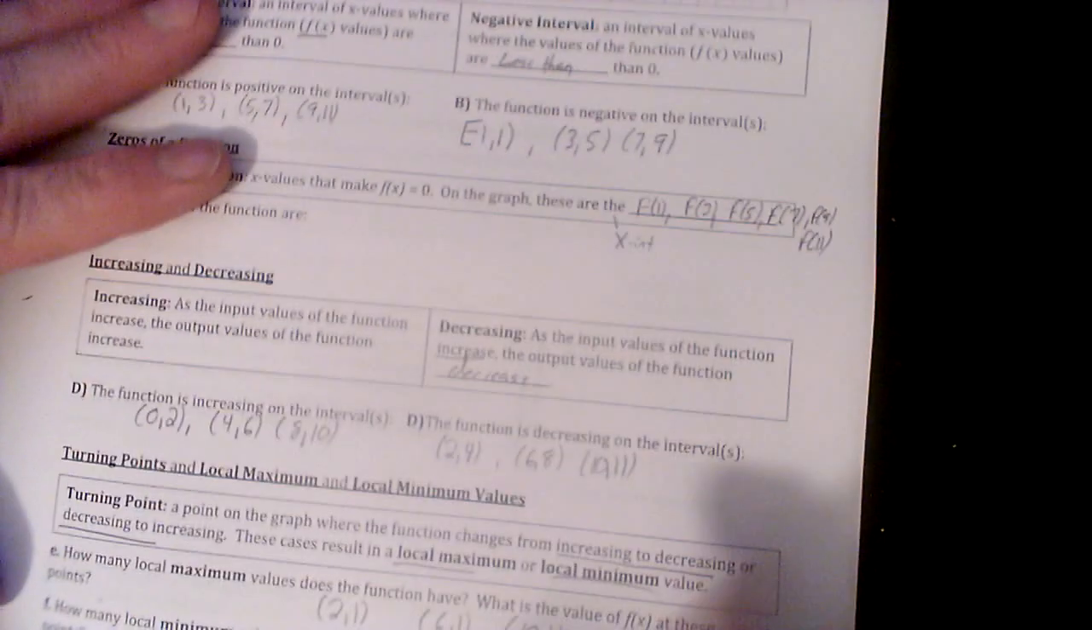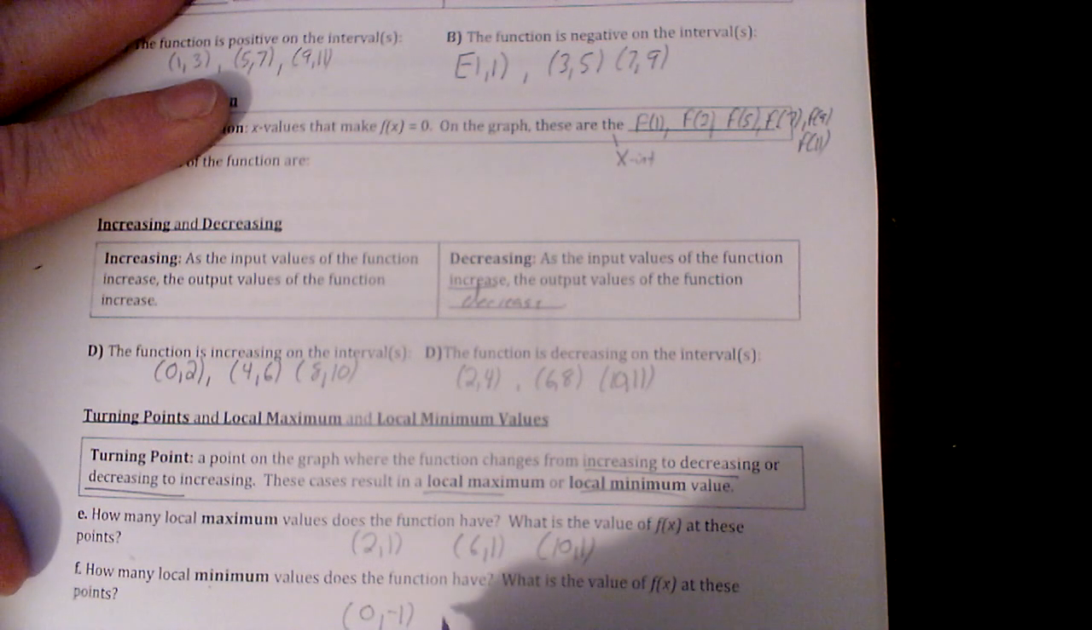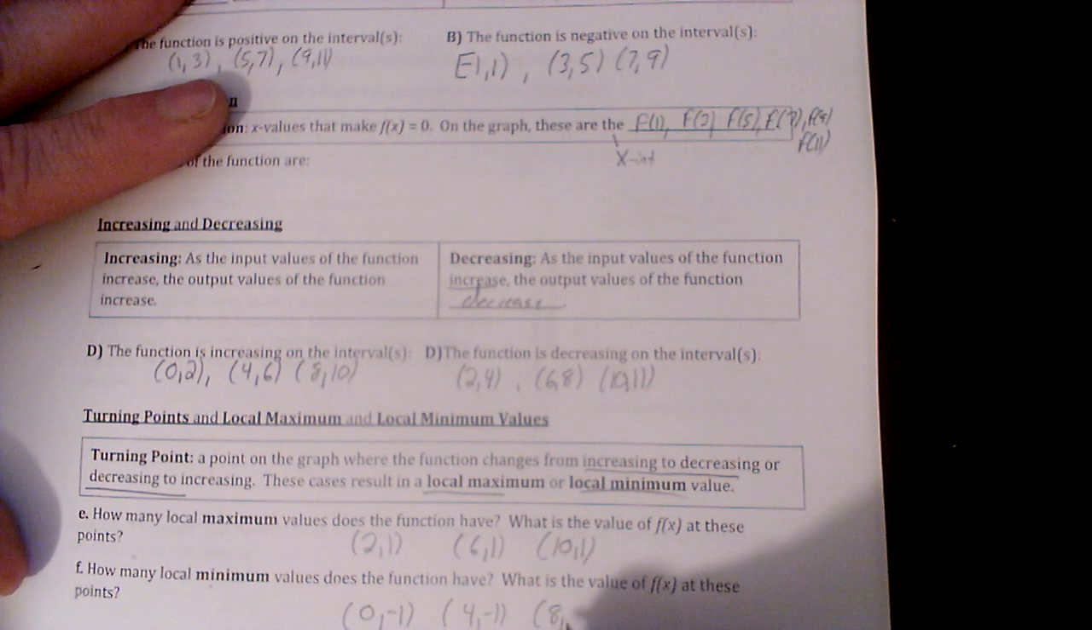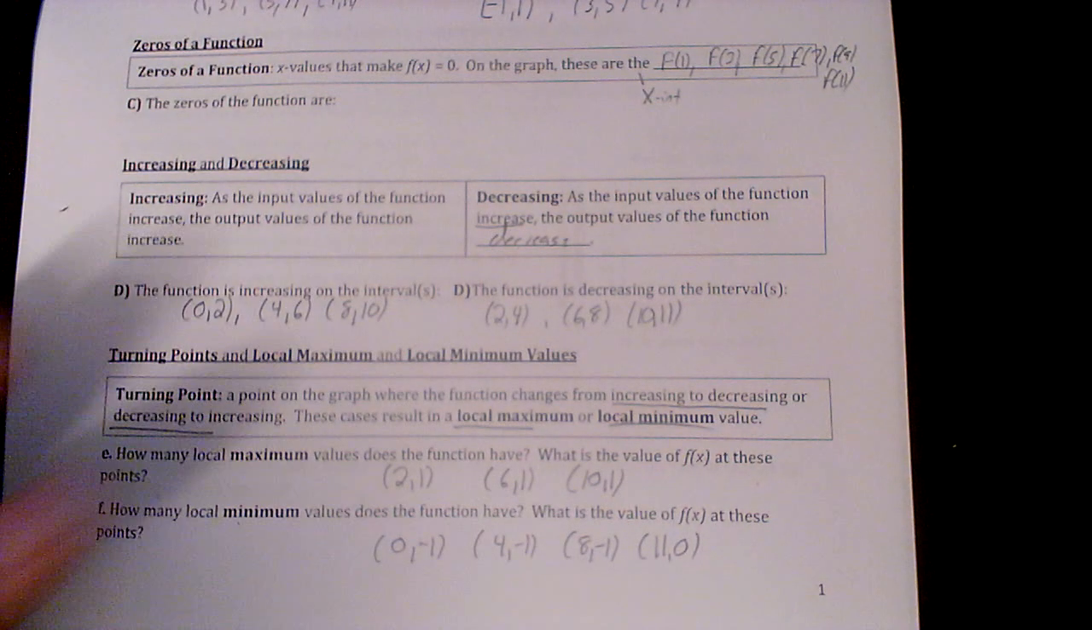My local mins, I'm going to list as 0, negative 1, because it's lower than all the points around it. 4, negative 1. 8, negative 1. And it looks like we've got one at 11, 0. It's lower than all the points around it. Local maxes and local mins.